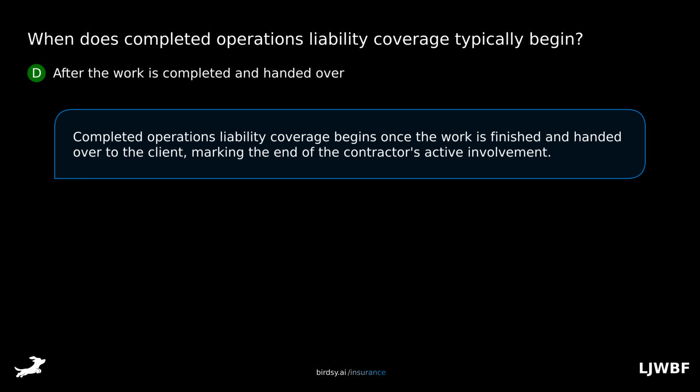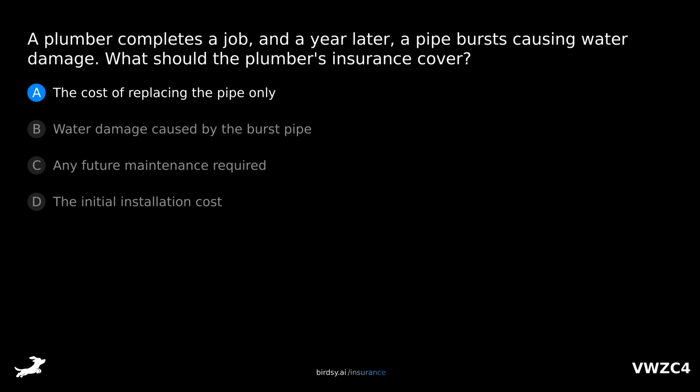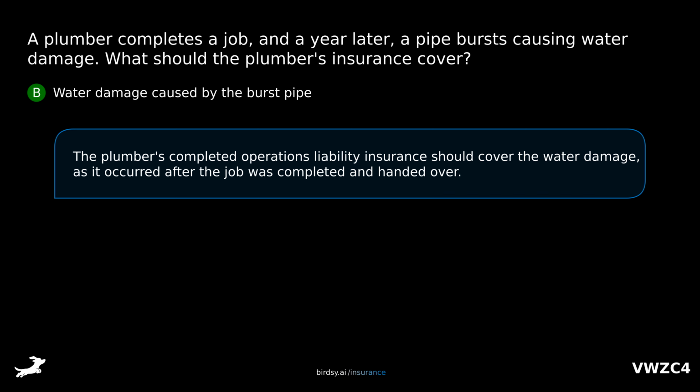A plumber completes a job, and a year later, a pipe bursts causing water damage. What should the plumber's insurance cover? Is it A, the cost of replacing the pipe only, B, water damage caused by the burst pipe, C, any future maintenance required, or D, the initial installation cost? The answer is B, water damage caused by the burst pipe. The plumber's completed operations liability insurance should cover the water damage as it occurred after the job was completed and handed over.